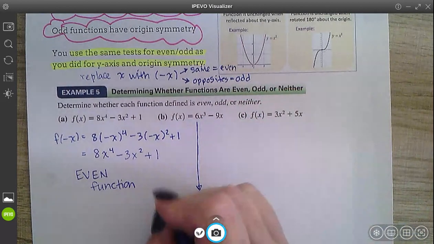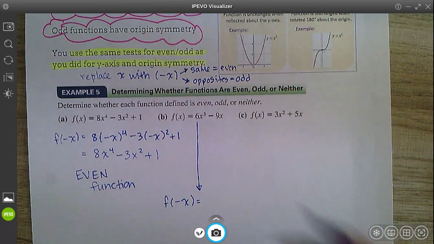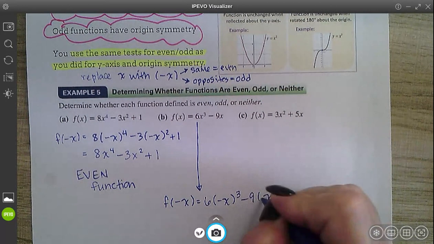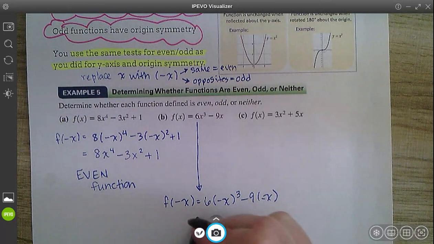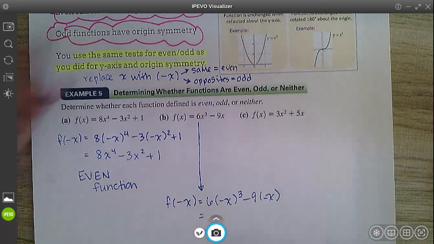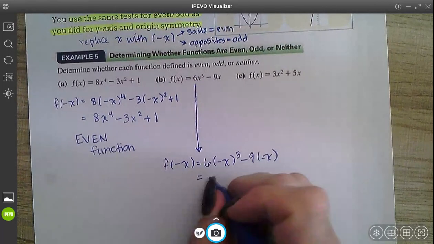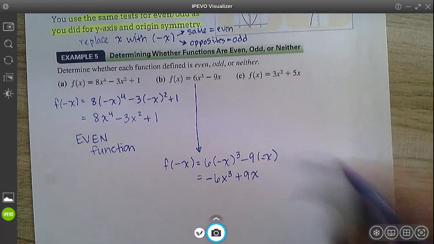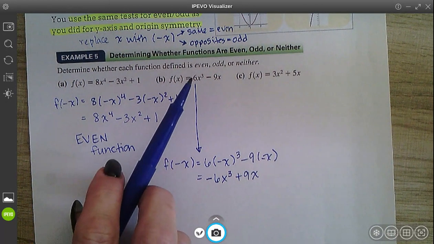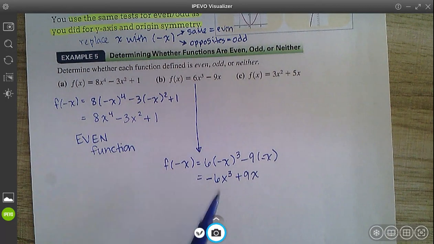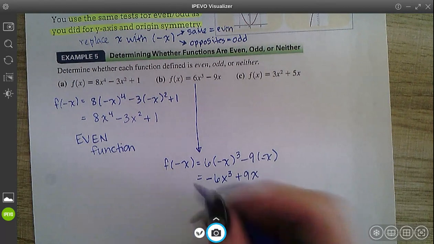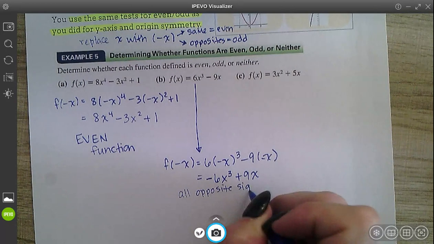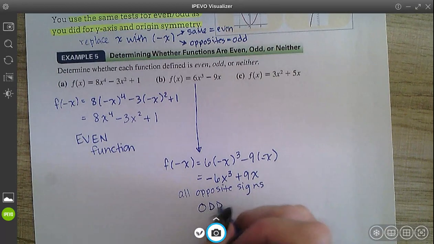Letter B. f of opposite of x equals 6 times opposite of x cubed minus 9 times opposite of x. Negative x times negative x times negative x gives me negative x cubed, times 6 is negative 6x cubed. Negative 9 times negative x is positive 9x. Looking at my original, I went from positive 6x cubed minus 9x to negative 6x cubed plus 9x. These are all opposite signs. So this is going to be an odd function.